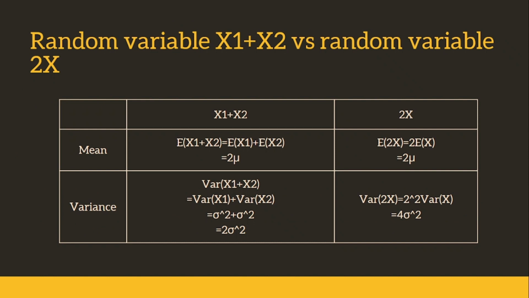So the difference is that if you want to find a mean, it's going to be the expectation of x1 plus the expectation of x2, which is 2 mu. Likewise, the expectation of 2x is going to be 2 mu as well. But the difference is that for the variance, when we find the variance of x1 plus x2, it's just the summation of the two variances. But when we have the variance of 2x, that 2, we're going to square it. So what happens is that we get 4 sigma squared as compared to 2 sigma squared in x1 plus x2. So this is the difference between x1 plus x2 and 2x. You cannot just replace your x1 plus x2 with 2x, because actually there is a difference between the two of them.